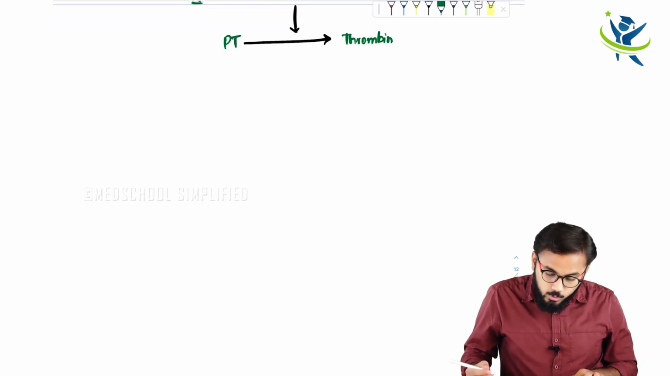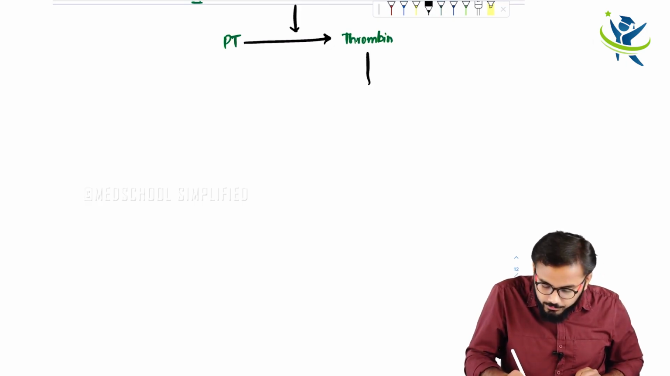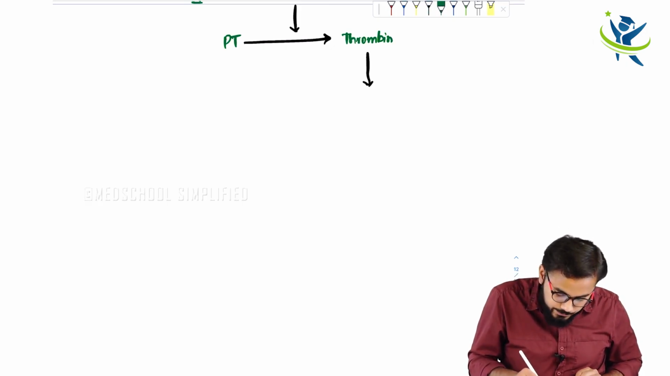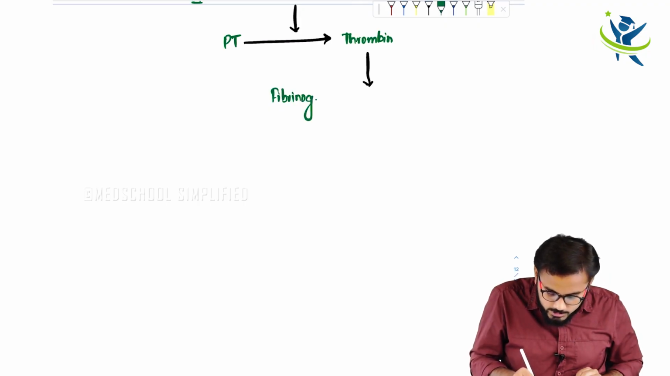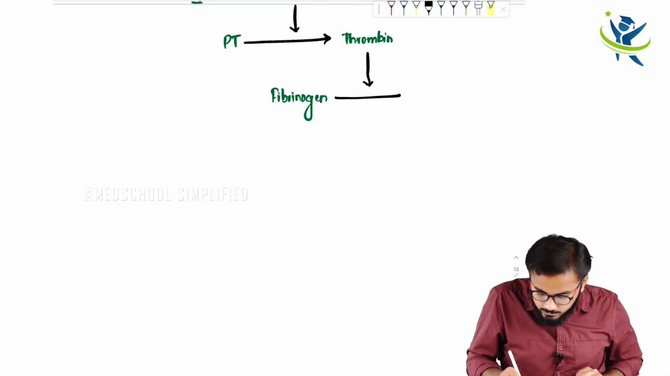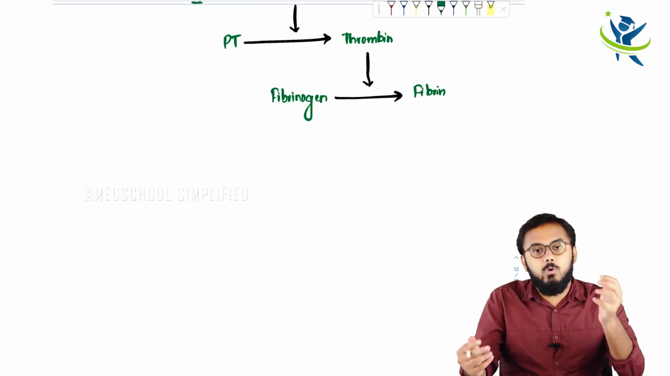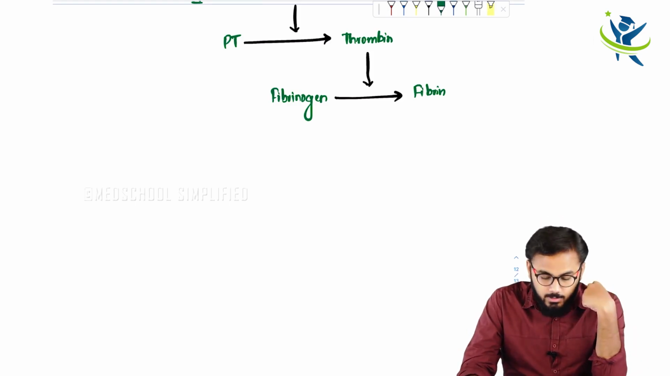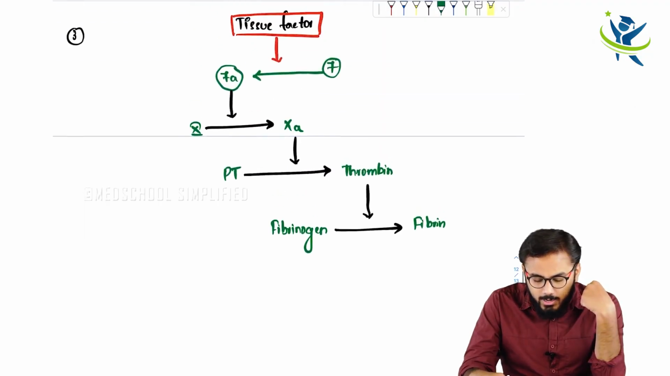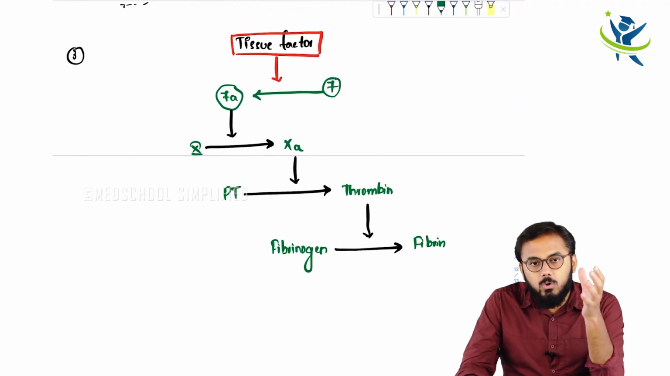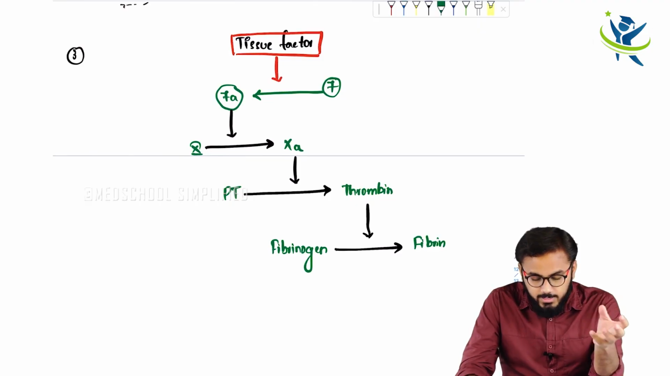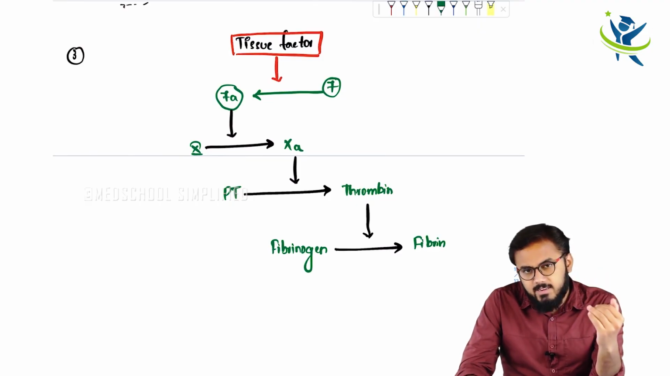And what does thrombin do? Yes, guys, tell me, what does thrombin do? All of you know, thrombin will convert fibrinogen to fibrin. And what does fibrin do? Fibrin will form clots in your body whenever there is injury. Right? So this is basically called the blood coagulation cascade system. So who is the starting factor here? That is tissue factor.